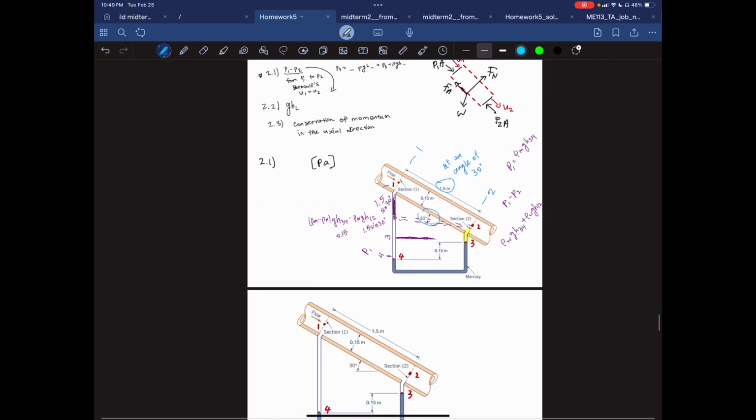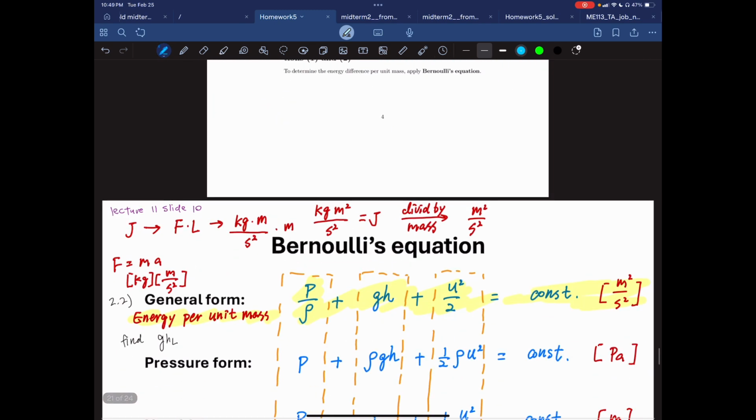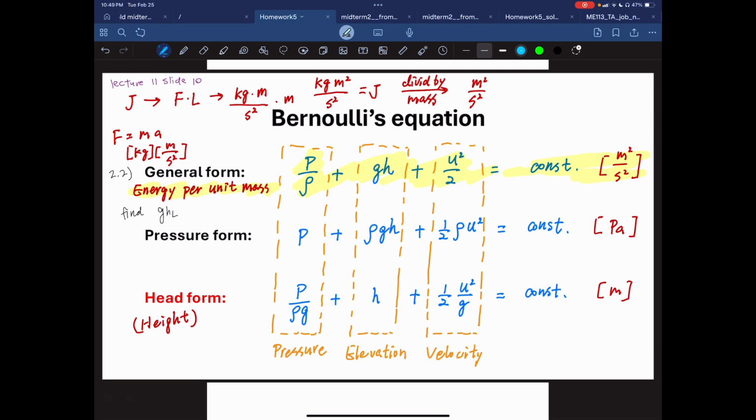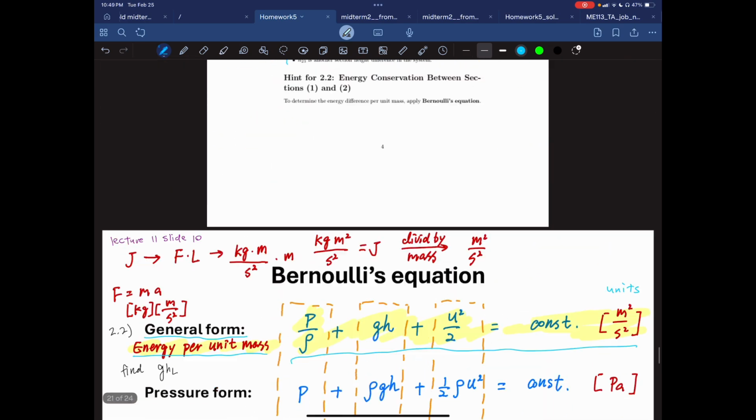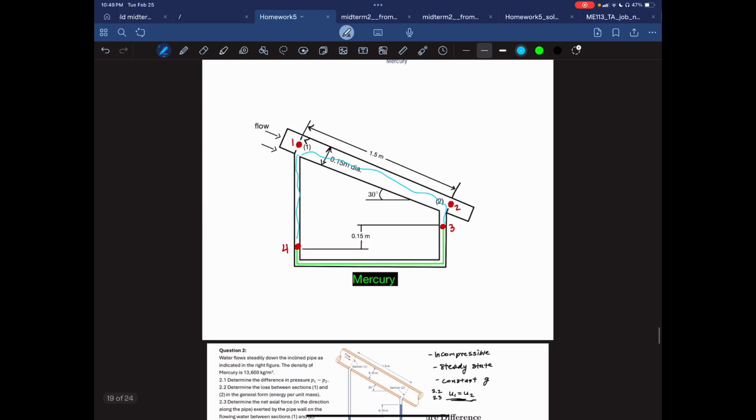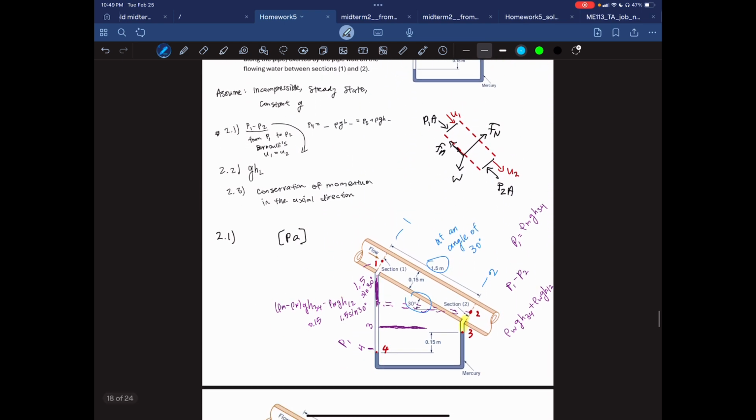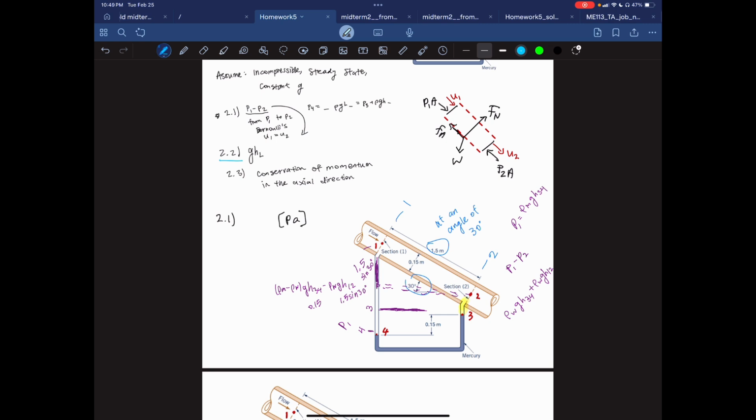So if you go to the professor's lecture 11, it has the exact same wording right here, and you know that you're going to be using this formula, and these are the units that your answer will be, and you're basically finding GHL, and these are the units. Okay, that's for 2.2.